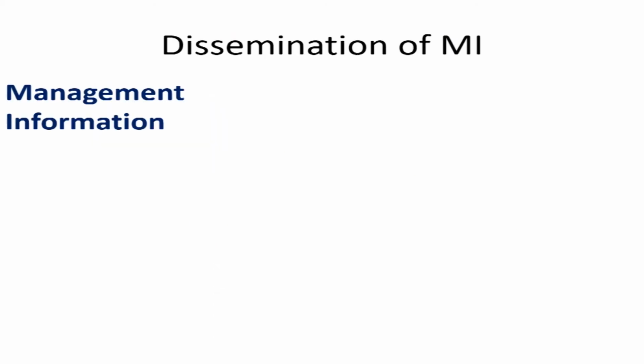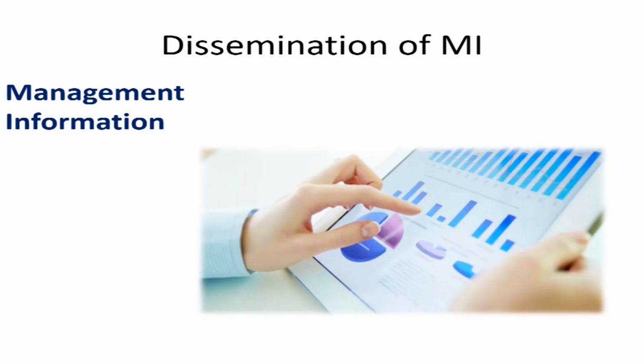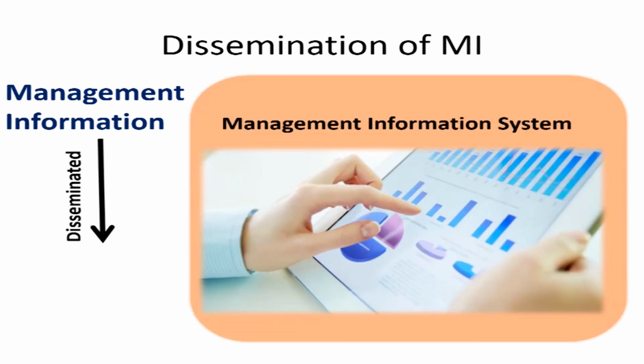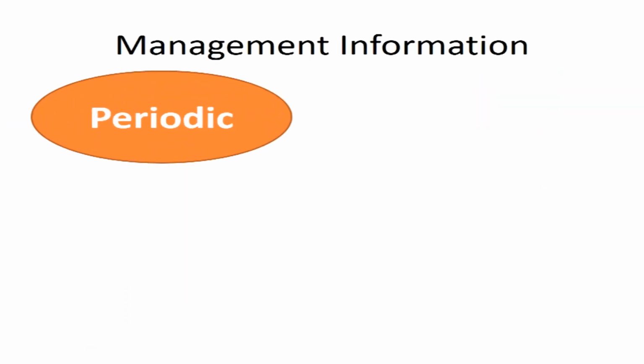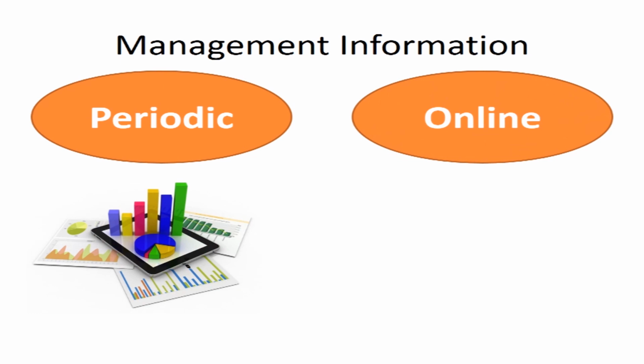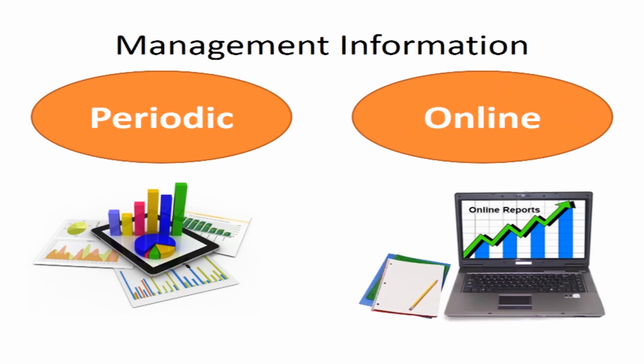Dissemination of management information. Management information, which is a finished product of MIS, is disseminated to the users in the organization. It could be periodic, through reports, or online through computer terminals.